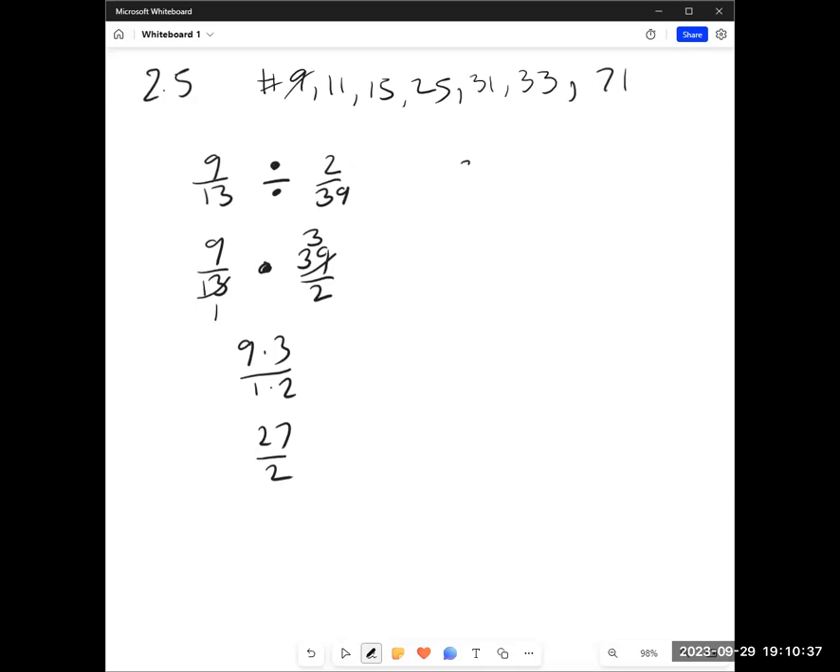For our next problem, we have 2 over 3 divided by 1 over 8. So we leave the first fraction alone, change the division to multiplication, and multiply by the reciprocal of the second fraction. There's nowhere to have any cancellation here because 2 doesn't go into 1, and 3 doesn't go into 8 or 2. We end up with 16 over 3.